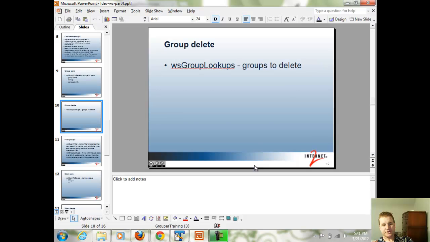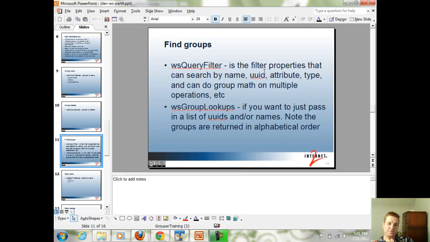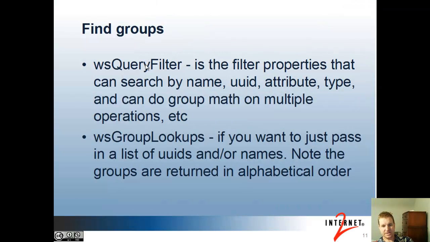Find groups. With find groups, you are going to pass in a query filter or group lookup. So if you just want to find things based on name or ID, you can pass in an array of group lookups and it'll return those group objects. The WS query filter is basically an object where you can have Boolean logic on subfilters like and or, and then you can match the name or like string of the name, UUID attribute type, etc.